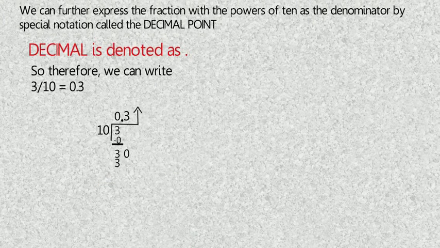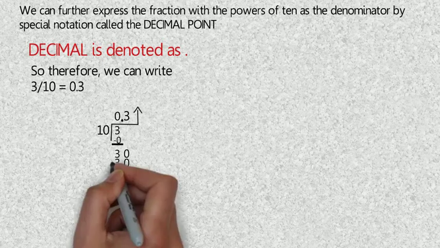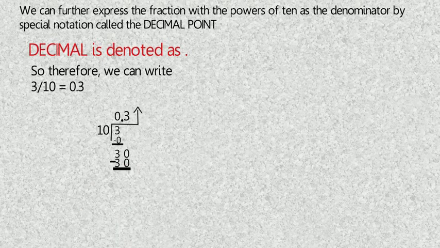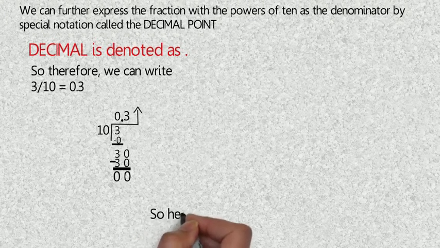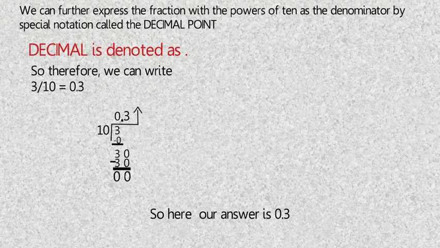So 3 multiplied by 10 back, the 10 we have here, will give me 30. So if you subtract 30 from 30 will give me what? 0. So that is how we got our 0.3. I hope you understand. So let's solve another one.